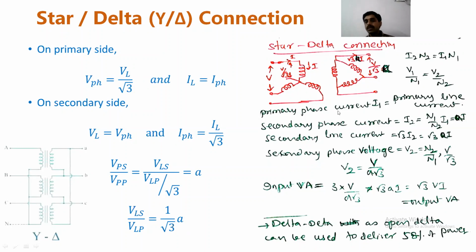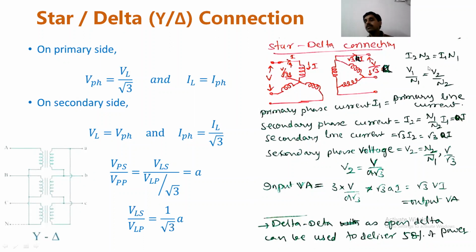Next, if you observe here, star-delta transformer. On the star side the applied voltage is V, line to line voltage, and the phase voltage is V by root 3. Current is the same, line current equals phase current. On the delta side, phase voltage equals line voltage. Let us take V by root 3. So the current flowing in this line is root 3. Why have we taken it like this?